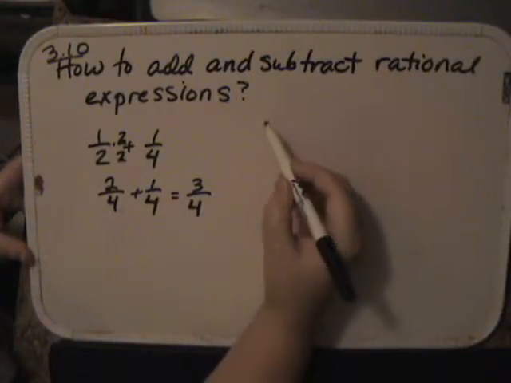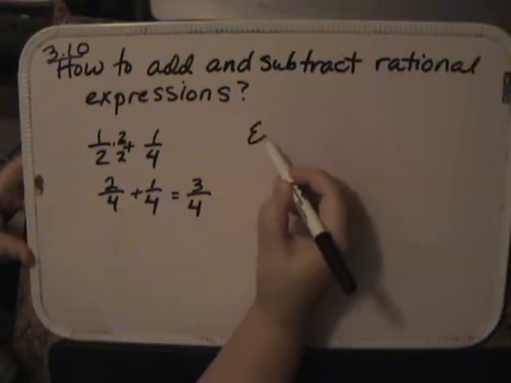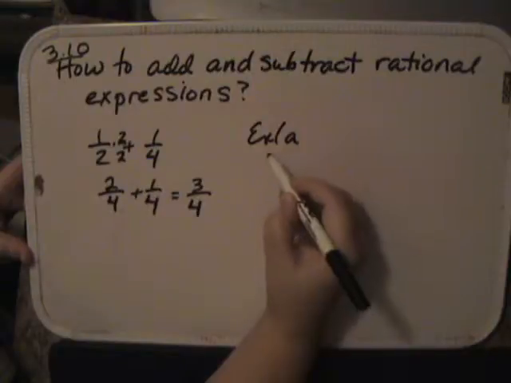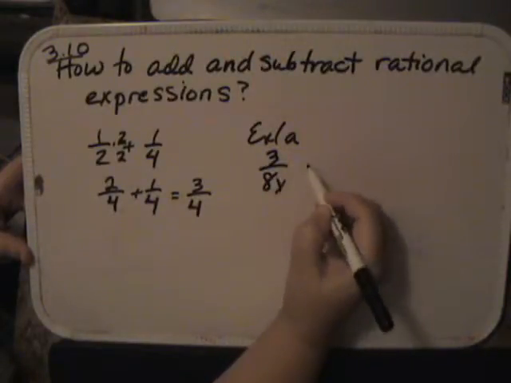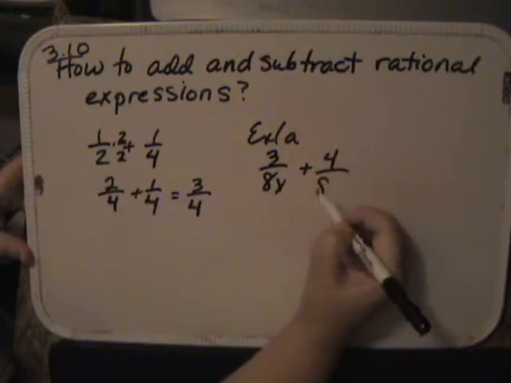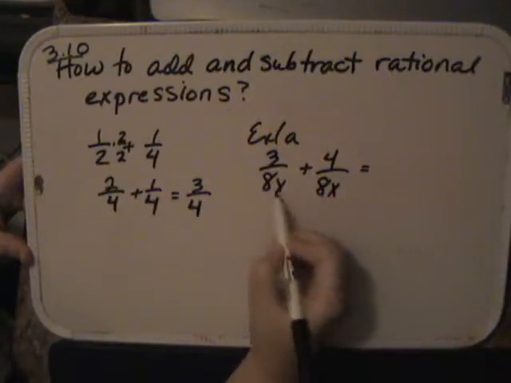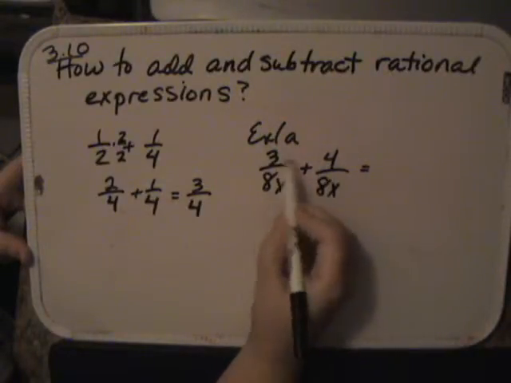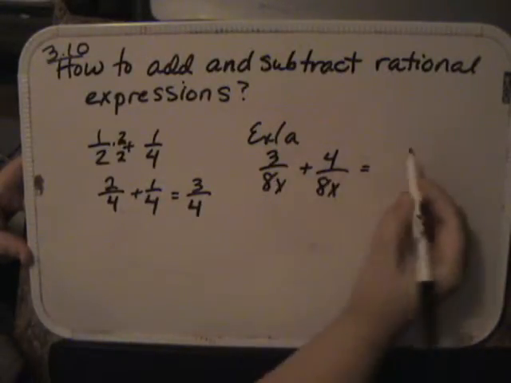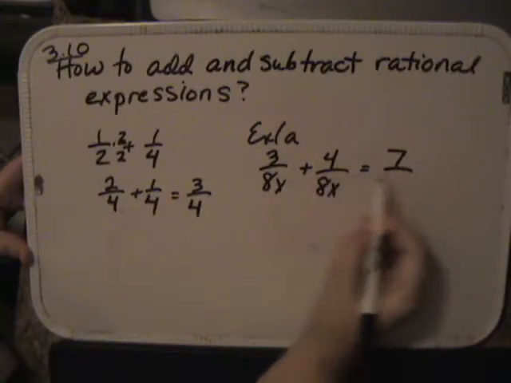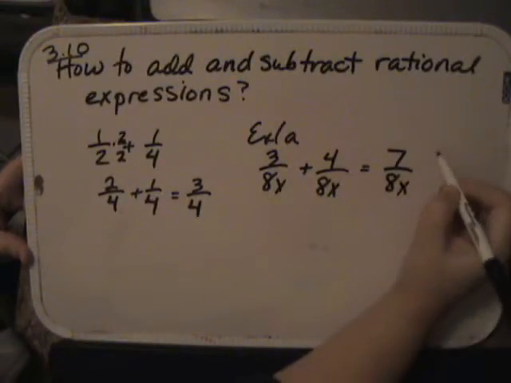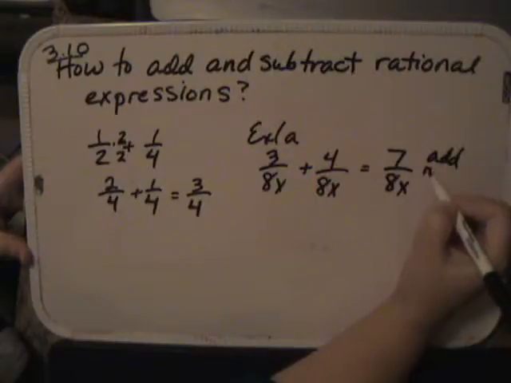Now, in the case of rational expressions, this is example 1a. If we have 3 over 8x plus 4 over 8x, we have the same denominator, so we simply add the numerators. 3 plus 4 is 7, and then the 8x stays the same. So we add the numerator.